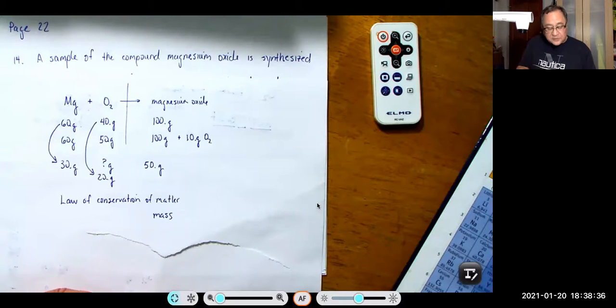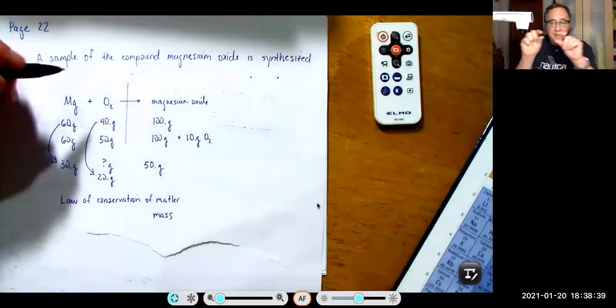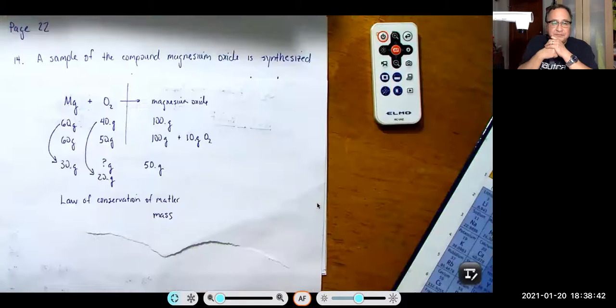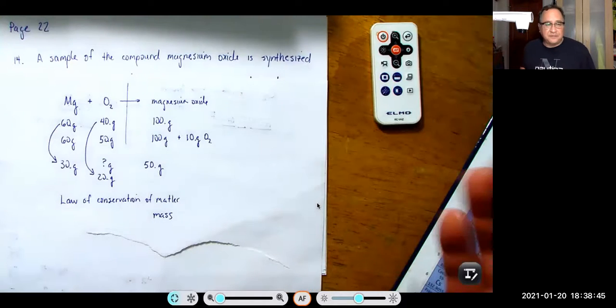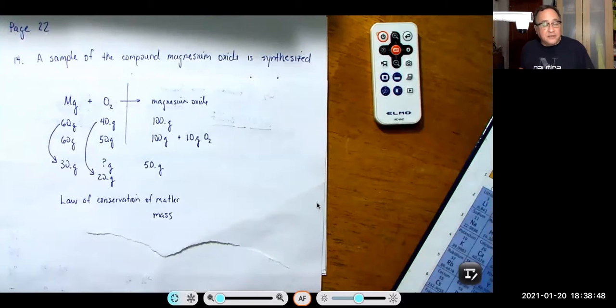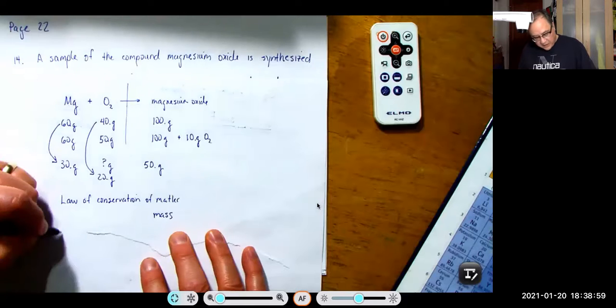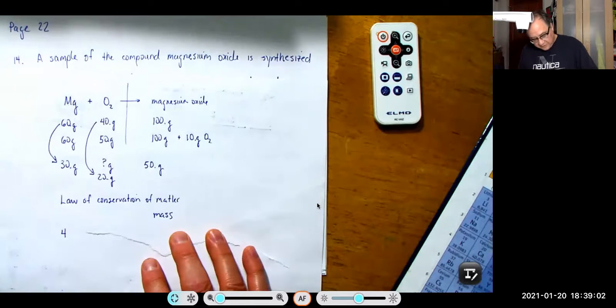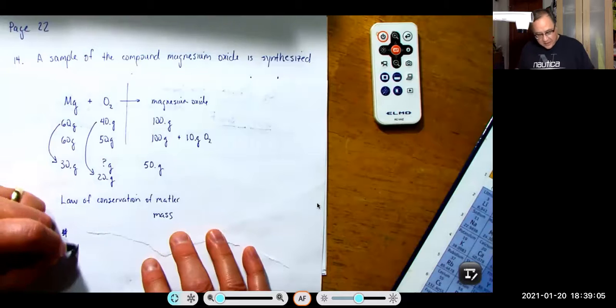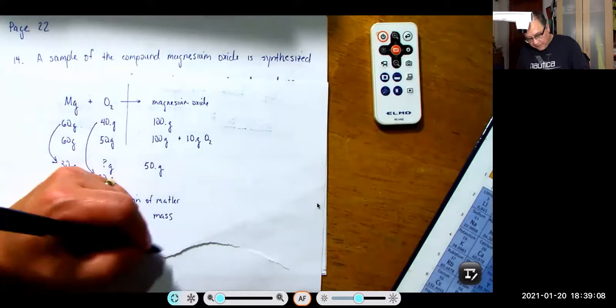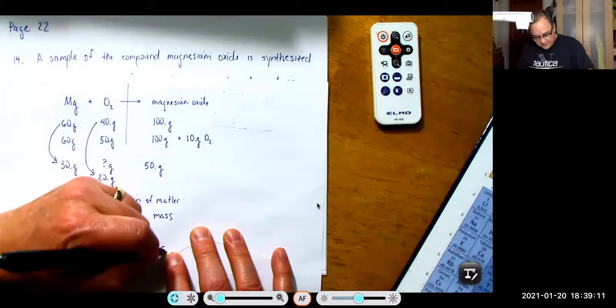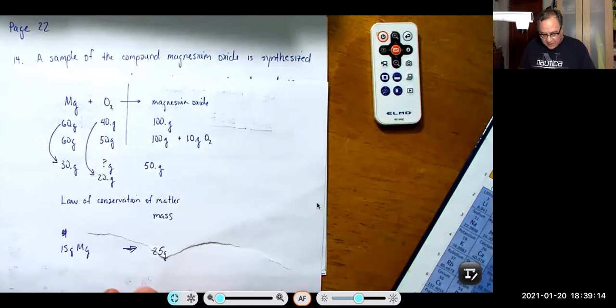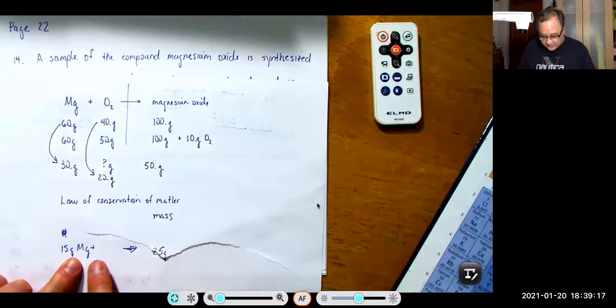So we could do this experiment though. For instance, we could take a strip of magnesium and we could weigh it. And we could react it with oxygen in the air. And then we could weigh the product because it happens to be a solid. Now it's very difficult to weigh oxygen because it's a gas. So let's say we started with 15 grams of magnesium and we ended up with 25 grams of product. Can we figure out how much oxygen had to react with the magnesium to make this?